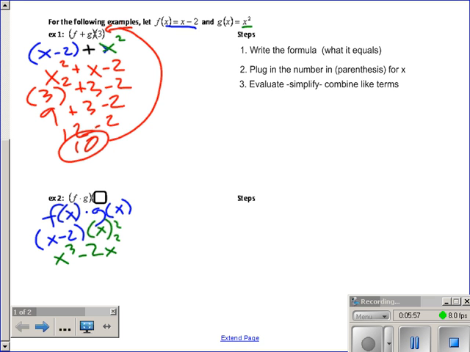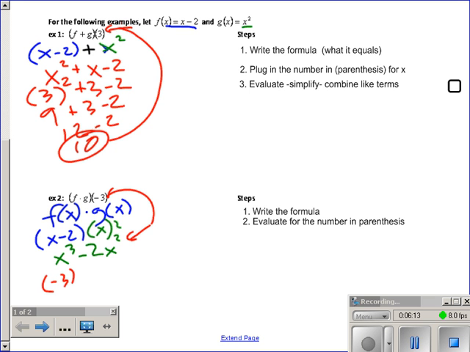Then if we wanted to know what that would be when we plug in negative 3, again, we're going to write the formula and evaluate for what's in parentheses. So we're taking this formula that was in green, that's what we got when we multiplied these two out, and we're going to put in that negative 3. So negative 3 to the third power minus 2 times negative 3 squared. And if you plug that all into your calculator, you're going to get negative 45.